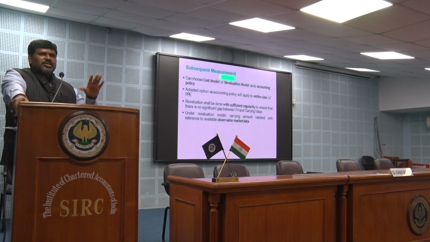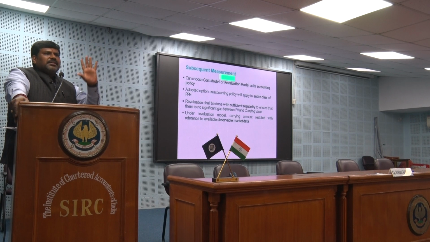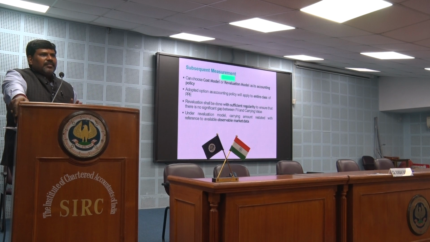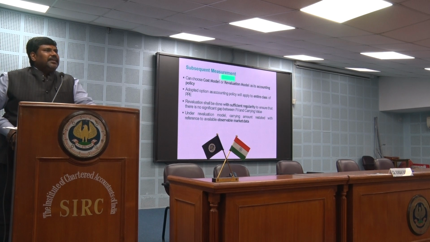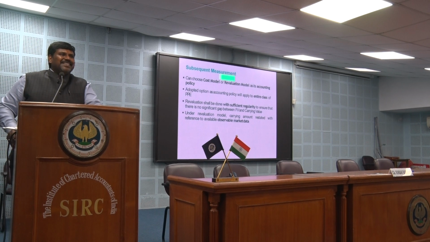Asset, by and large, will always be considered in mind as cost. Today, the standard permits you to recognize the asset at the current market value also, what you call the revaluation method. But at the same time, this should not be done to window dress the financial statements as well.